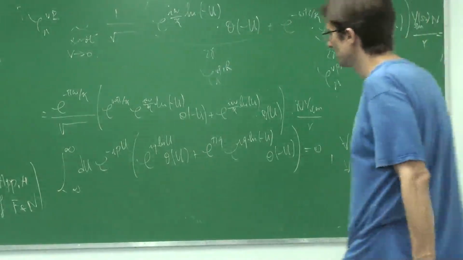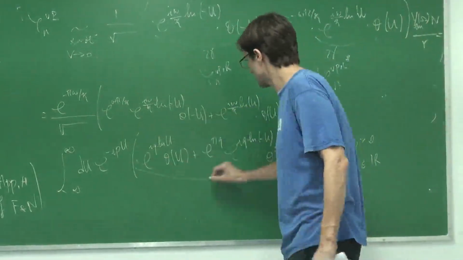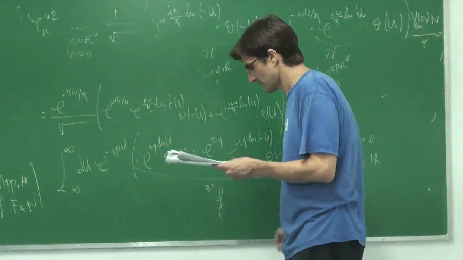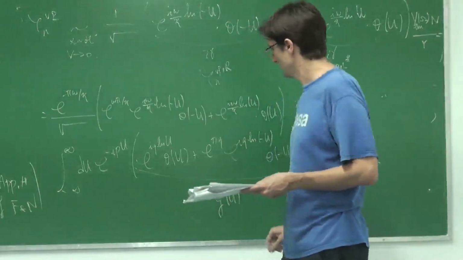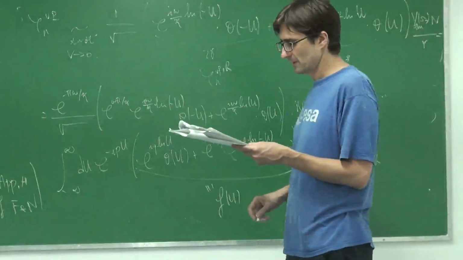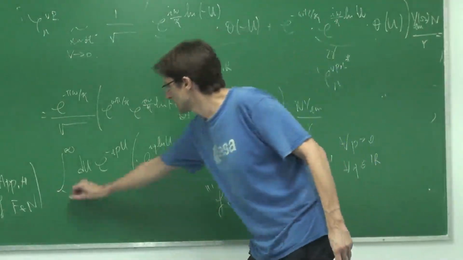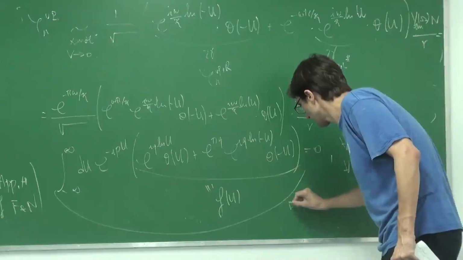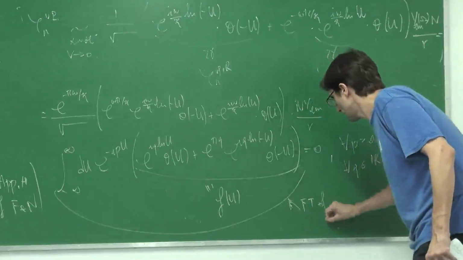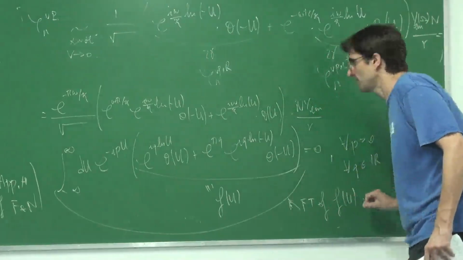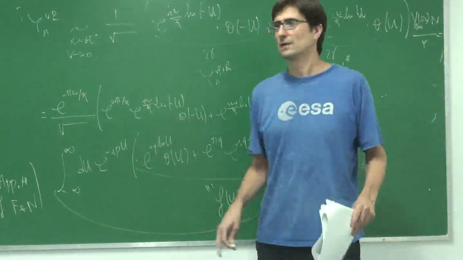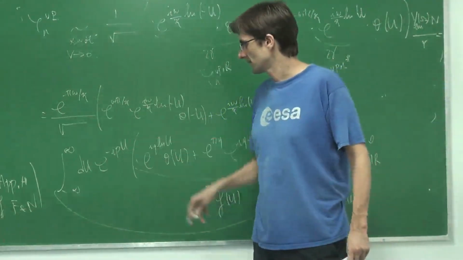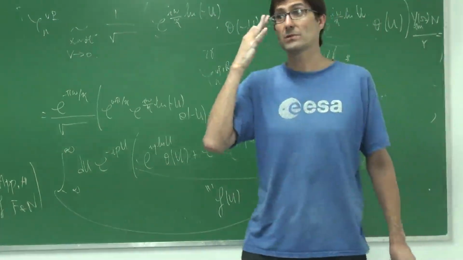Now note that if you call this f of U, capital U, this is just a Fourier transform of f. You're integrating with respect to the time coordinate, capital U.